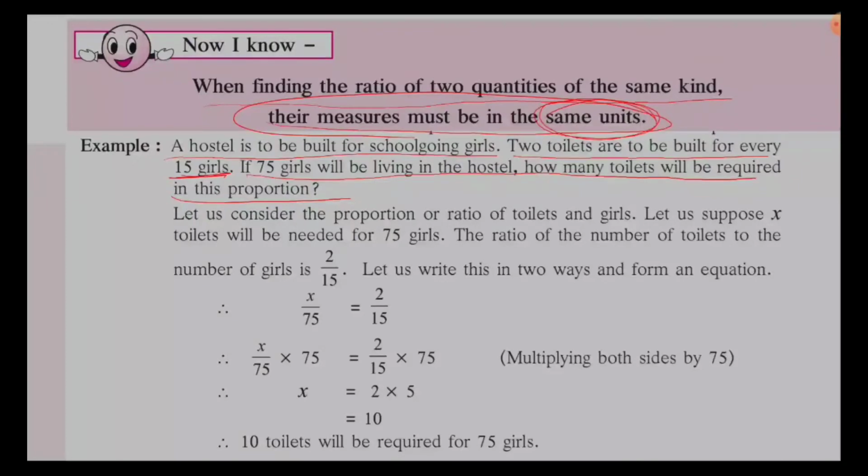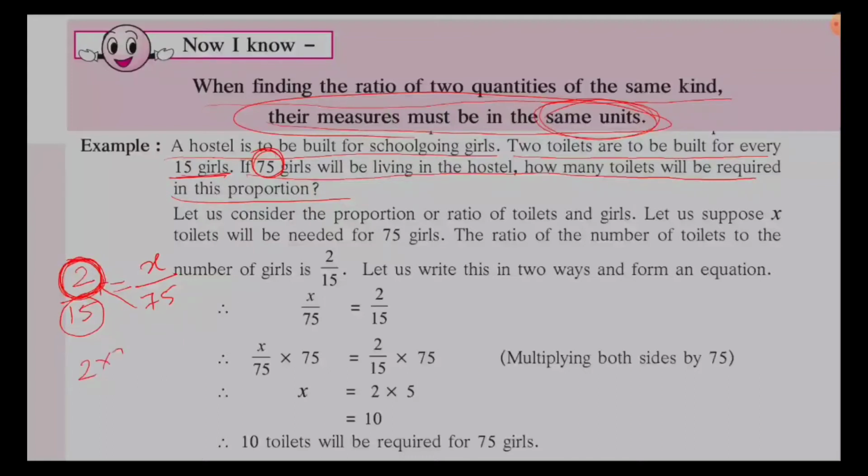We are getting a ratio that if we build two toilets for 15 girls, we have a ratio 2 upon 15. But we don't have 15 girls, we actually have 75 girls. Okay, this is the number of toilets and this is the number of girls, so the number of girls is in the denominator. Secondly, the number of girls is 75. The number of toilets for 75 girls is what we don't know, so we will put x over here.